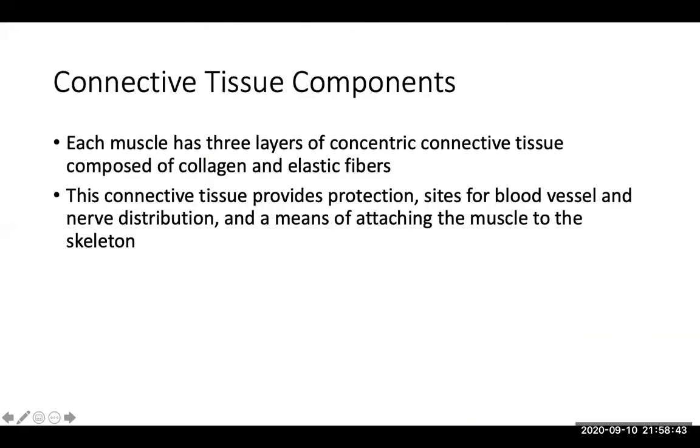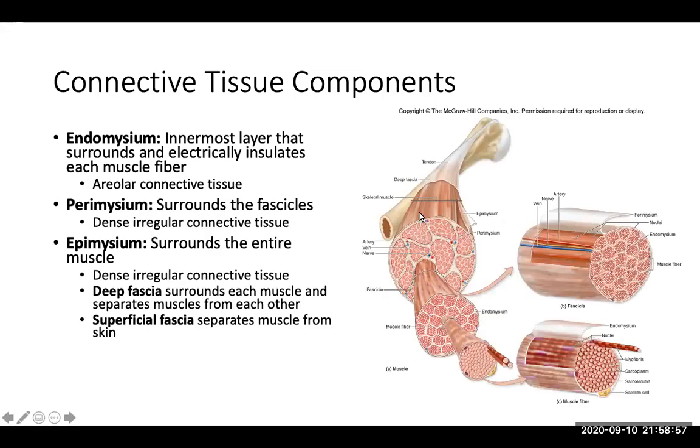Each muscle has three layers of concentric connective tissue composed of collagen and elastic fibers. This connective tissue provides protection, sites for blood vessel and nerve distribution, and a means of attaching the muscle to the skeleton. The endomysium is the innermost layer, and it surrounds and electrically insulates each muscle fiber, as can be seen here. The perimysium surrounds each fascicle, and you can see the perimysium right there. And then the epimysium surrounds the entire muscle.